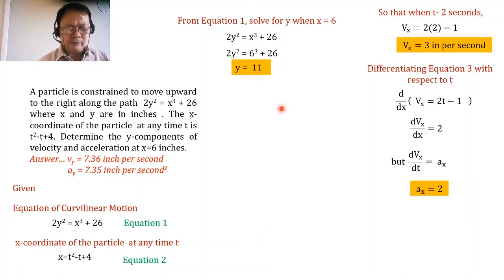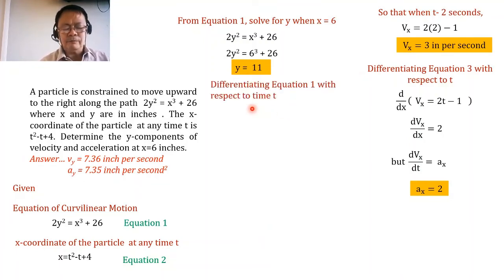Now after you have solved for the value of y and the value of v sub x, we can now differentiate equation 1. Our purpose here is to establish the y component of the velocity.